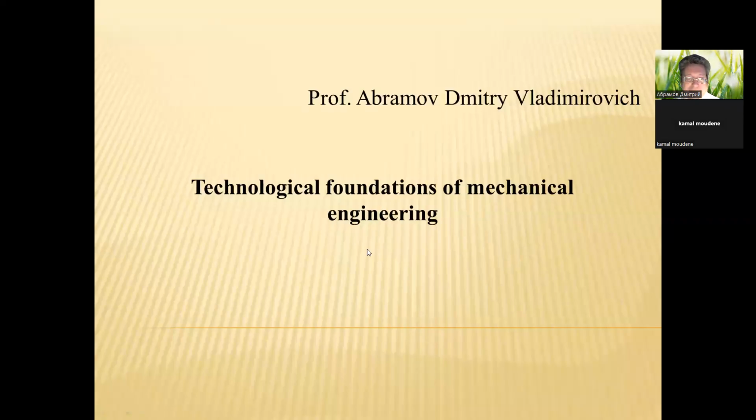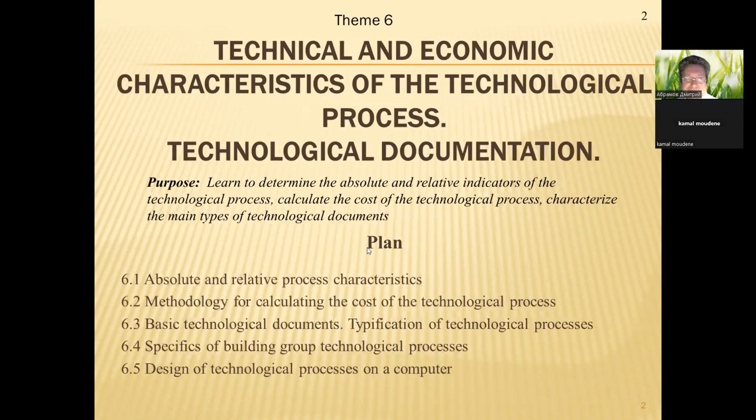And now we start theme number 6, technical and economic characteristics of the technological process, technological documentation. The purpose of our lecture is to learn to determine the absolute and relative indicators of the technological process, calculate the cost of the technological process, and characterize the main types of technological documents.